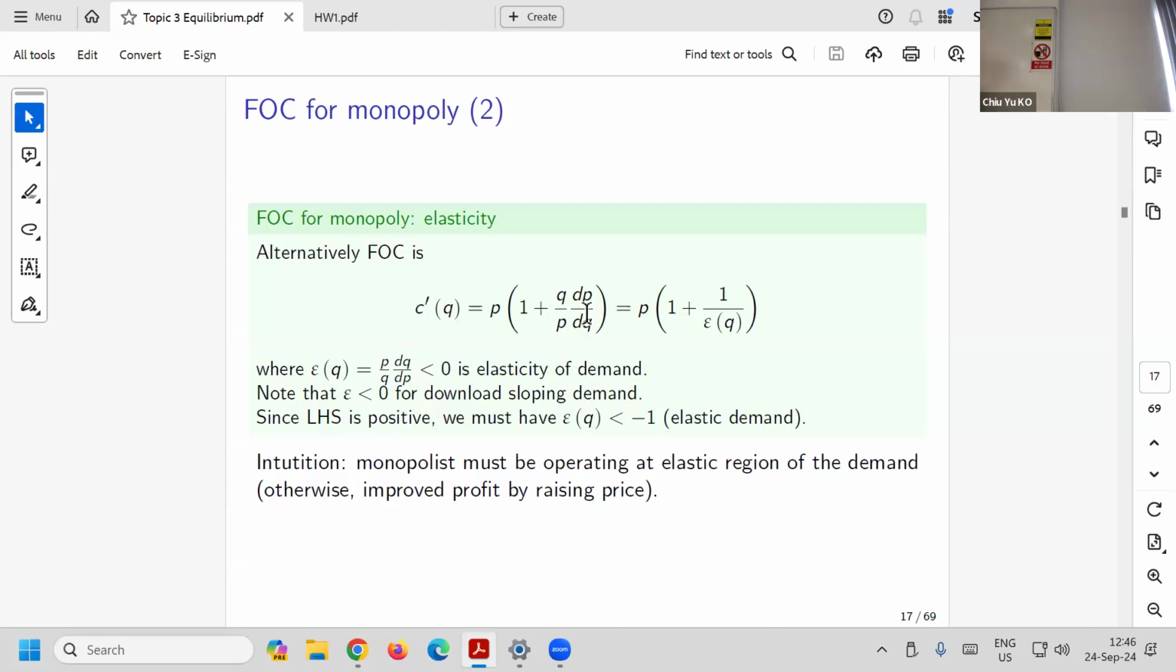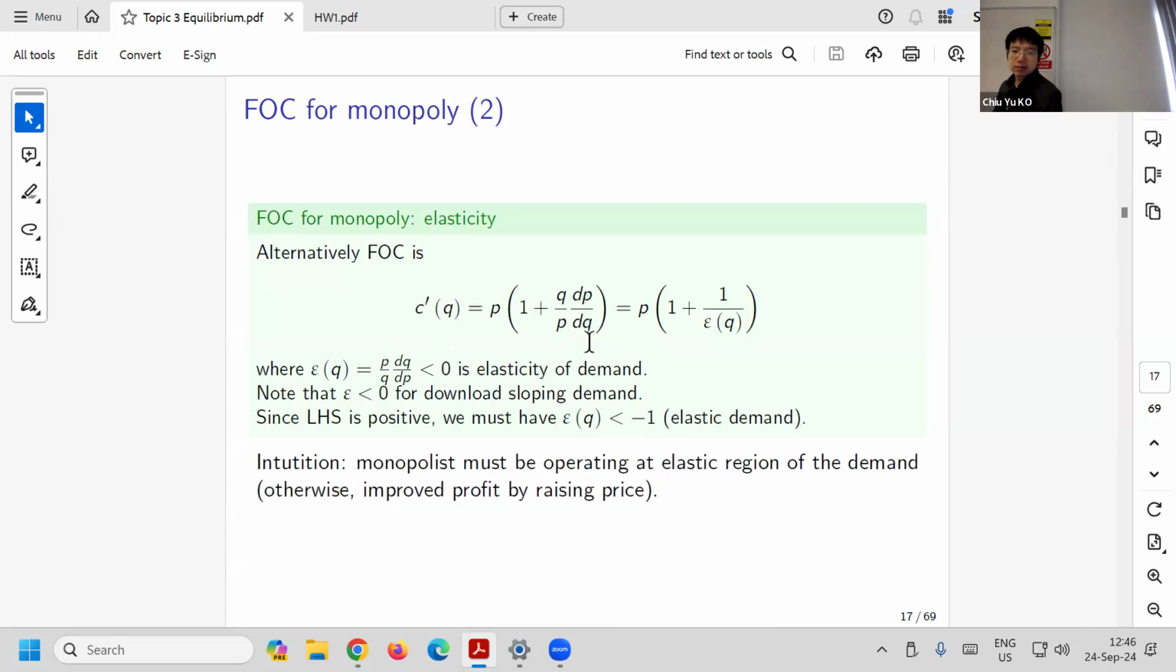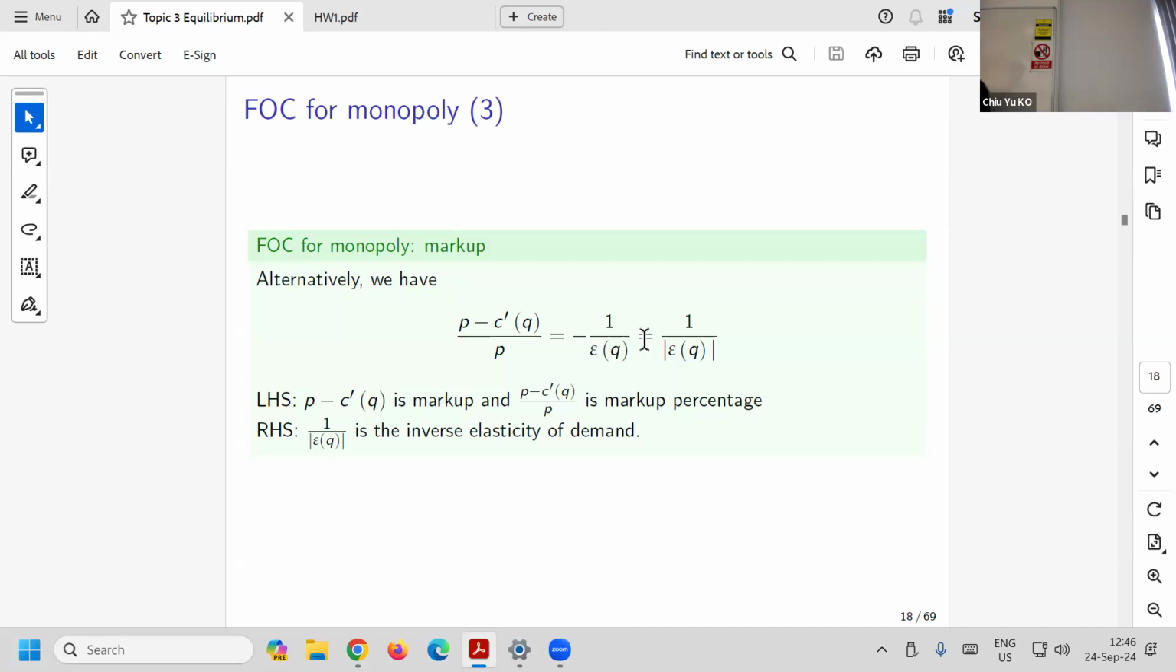Of course, this one is not frequently used directly. The one you will see more frequently, you can rewrite that: P minus C prime is this one. You will often see this in macro. If you're doing a macro class, the macro class will say this price minus marginal cost is the markup. Sometimes they call this relative markup, and this is absolute markup. This markup is inversely proportional to elasticity.